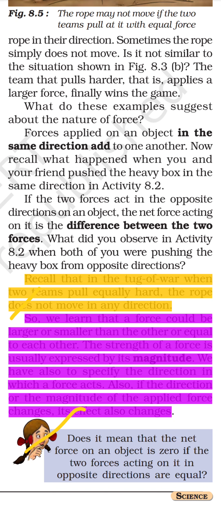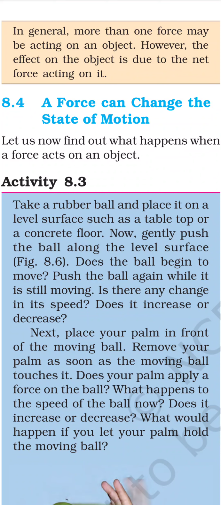Next, does it mean that the net force on an object is zero if the two forces acting on it in opposite direction are equal? In general, more than one force may be acting on an object. However, the effect on the object is due to the net force acting on it. Next, a force can change the state of motion. Let us find out what happens when a force acts on an object.